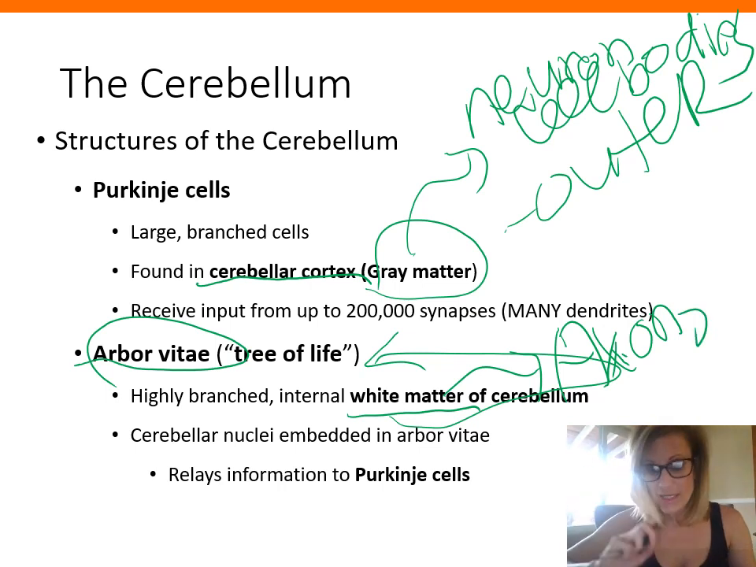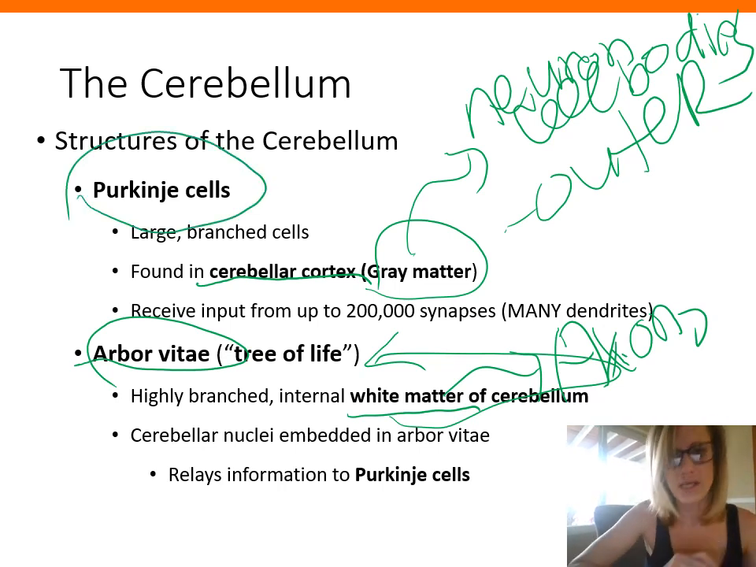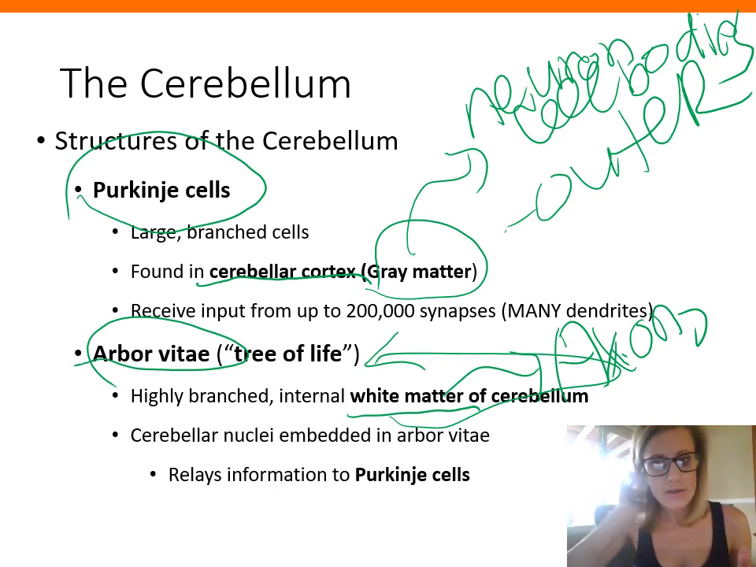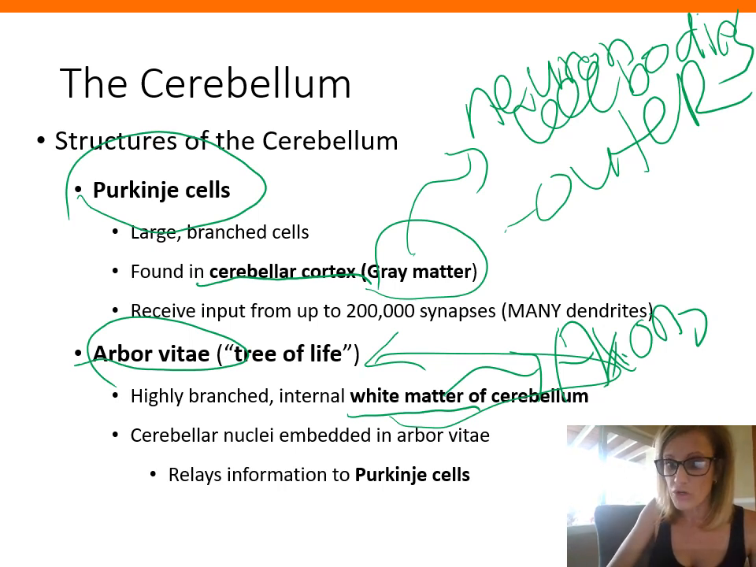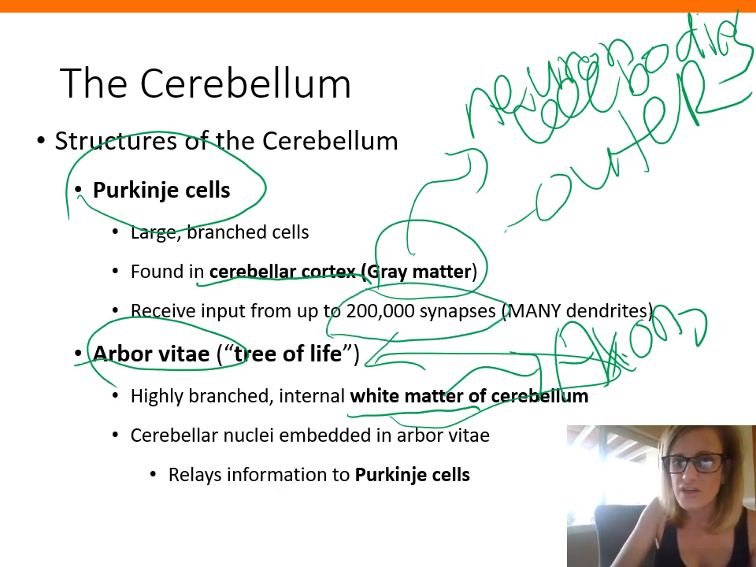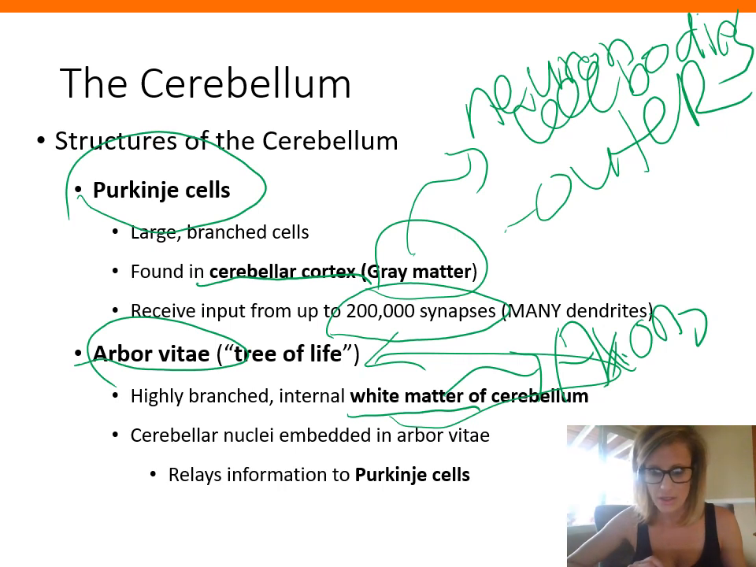The cerebellar cortex is made mostly of a bunch of large, really specialized neurons called Purkinje cells. These Purkinje cells of the cerebellar cortex are really big, really highly branched cells. Their dendrites have so many branches in them that one single Purkinje cell can receive input from up to 200,000 other neurons. Remember, the dendrites are where messages are coming into the neuron.